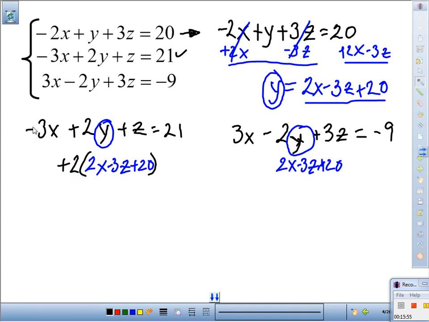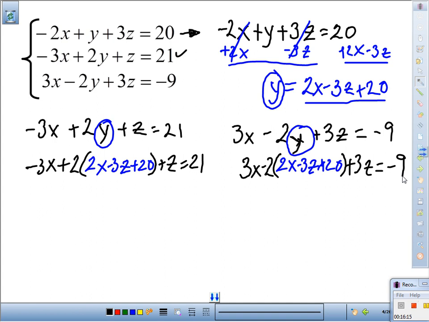Are you with me? Now I bring the rest down. Negative 3x plus z equals 21. What is the coefficient here? Negative 2. Bring down the 3x plus 3z equals negative 9. Copy that, and then we'll continue together after that.